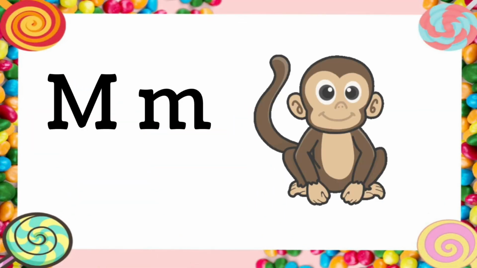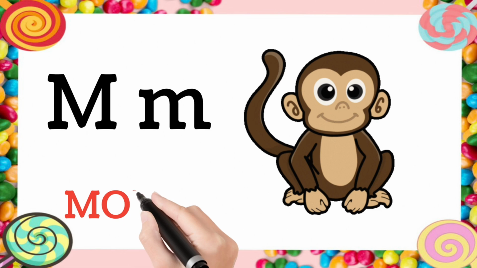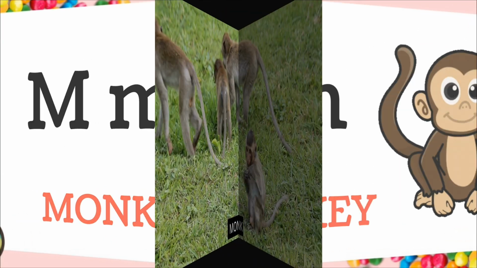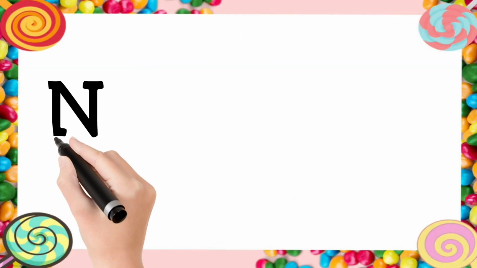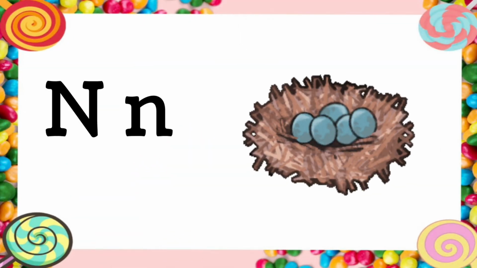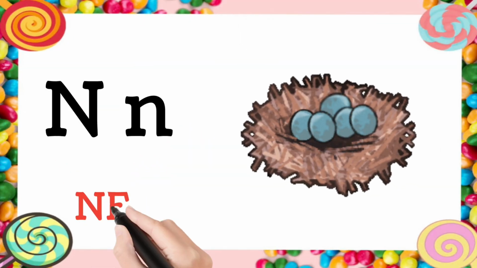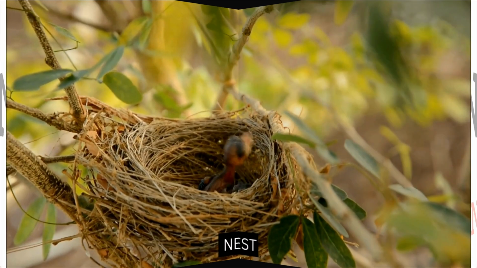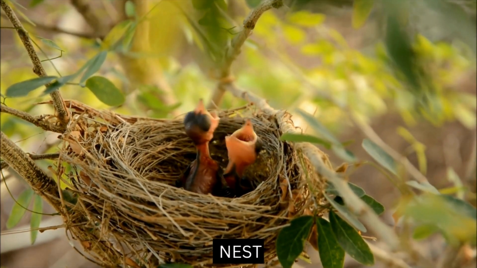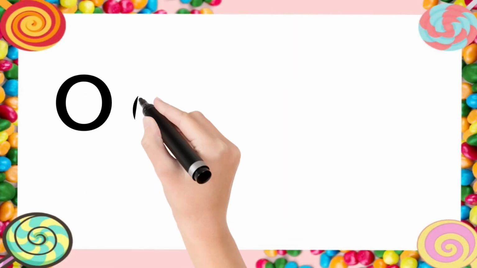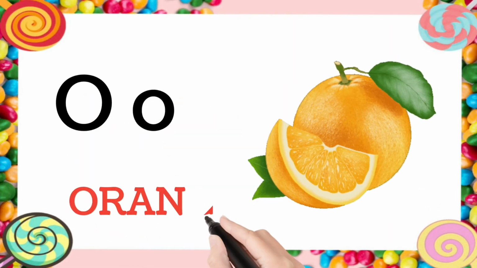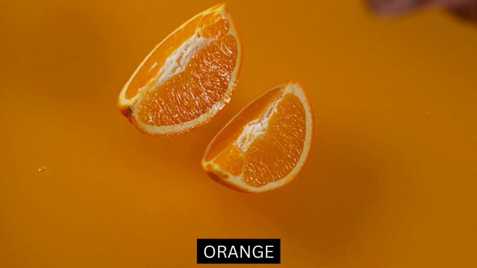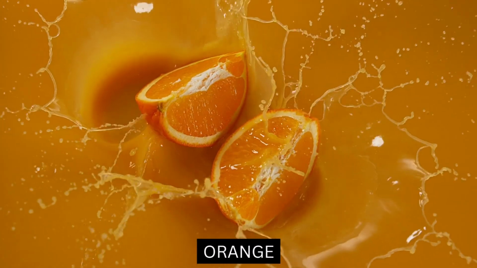M. M is for monkey. Monkey. N. N is for nest. Nest. O. O is for orange. Orange.